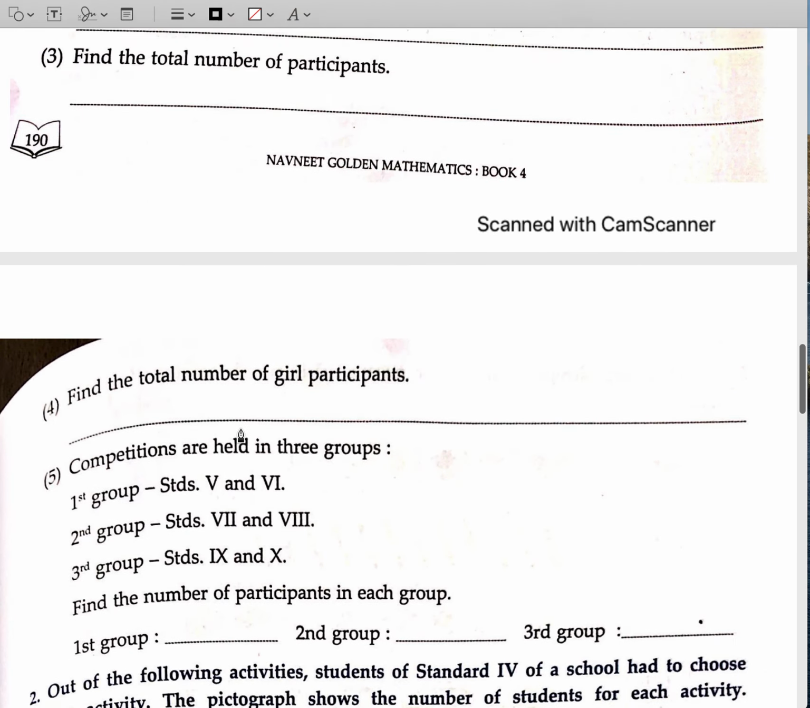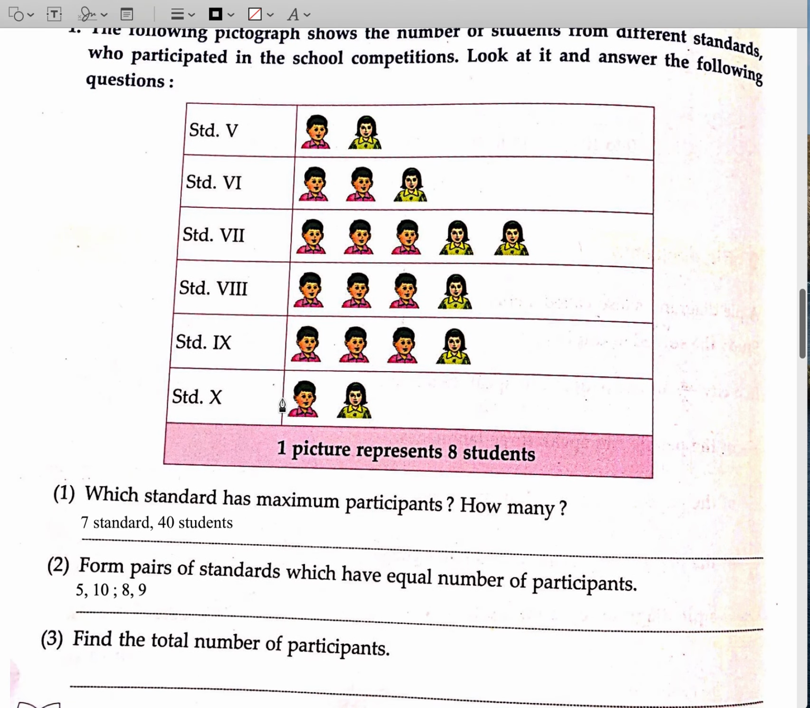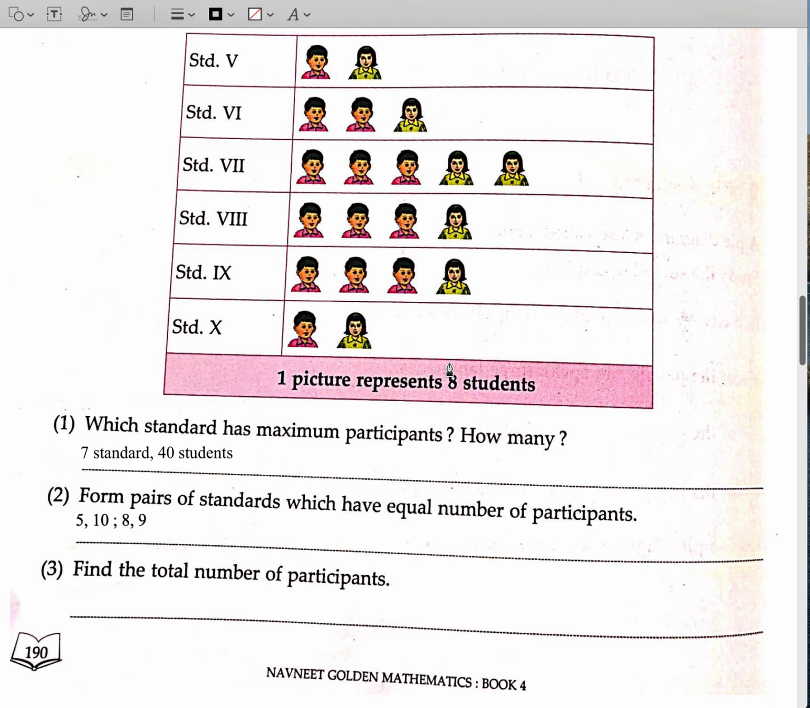Find the total number of participants. Now here we will count everything: 1, 2, 3, 4, 5, 6, 7, 8, 9, 10. 10 plus 5, 15, 16, 17, 18, 19, 20. Now 20 pictures and 20 into 8 is equal to 160. So the total number of participants is 160.